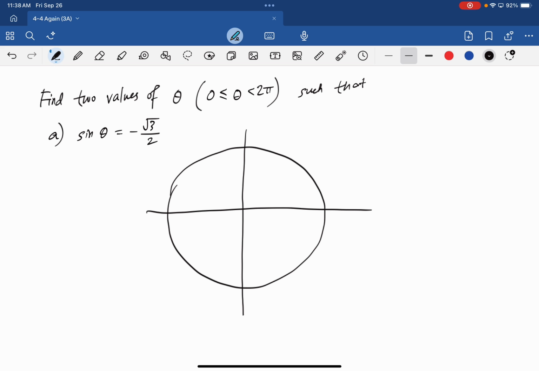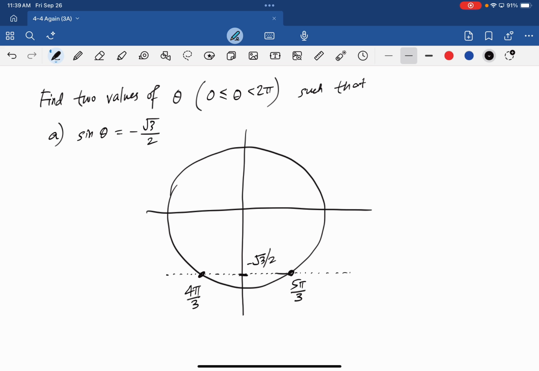Anybody know what negative root 3 over 2 is? Negative 0.866, right? So that's around right here. And I'm drawing a line because everything along this line has the same y-coordinate. They all have y-coordinate of negative root 3 over 2. So essentially I'm looking for the 2 points where this line intersects the circle. That'll tell me which points on the circle have y-coordinate negative root 3 over 2. And that's these 2 points, which are 4 pi over 3 and 5 pi over 3.